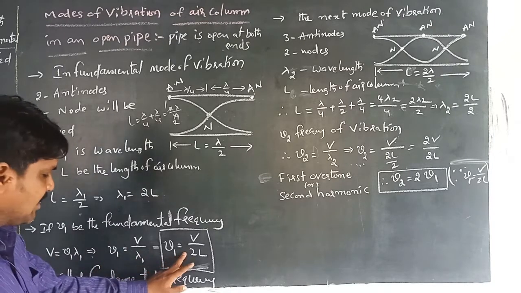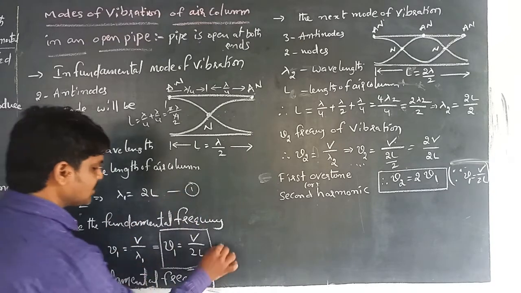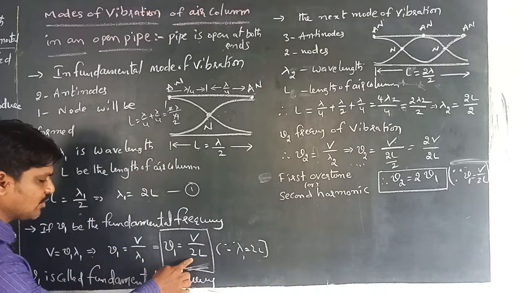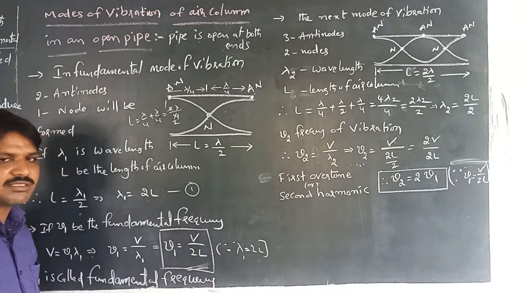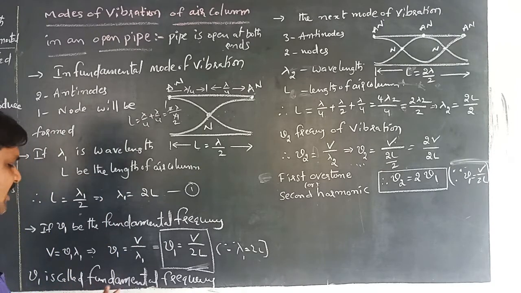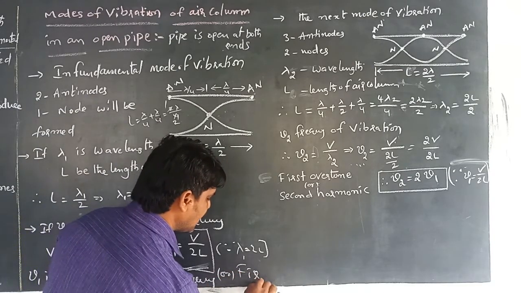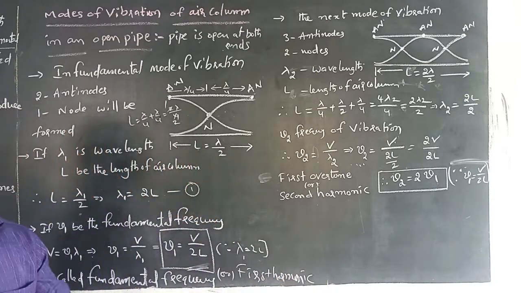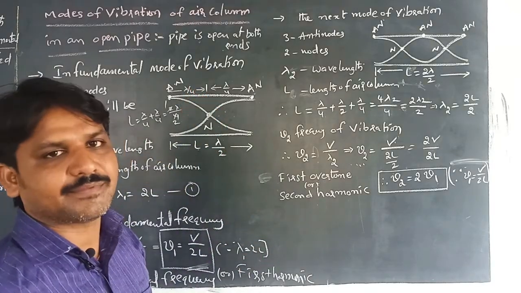From equation 1, lambda 1 is equal to 2L. Substituting that, nu1 is equal to V by 2L. Here nu1 is the fundamental frequency in an open pipe, and V by 2L is the equation for the fundamental frequency. We should remember that. nu1 is called the fundamental frequency, or first harmonic. This is the fundamental mode of vibration in an open pipe.